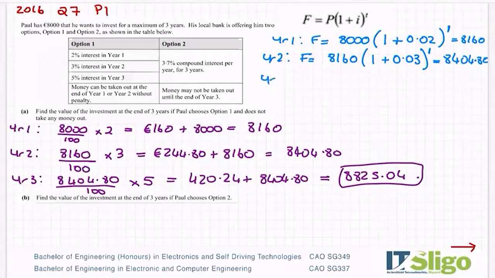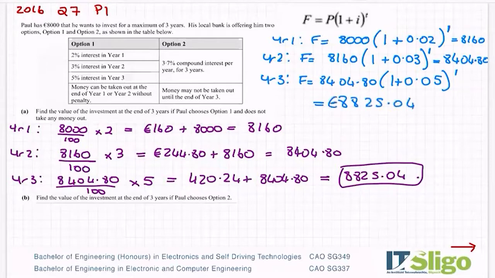Okay, for year 3 then, your final amount is 8404.80 times 1 plus 0.05, again to the power of 1 because we're only leaving it there for 1 year. And I get 8825.04, well, I presume I do, okay? Which is what we got the last time round. So 2 ways of doing it, totally up to you. You're going to get full marks no matter which way you do it. It's just personal preference as to which way makes more sense to you.